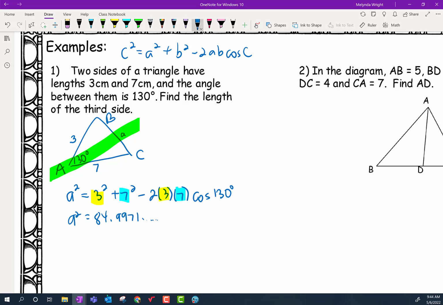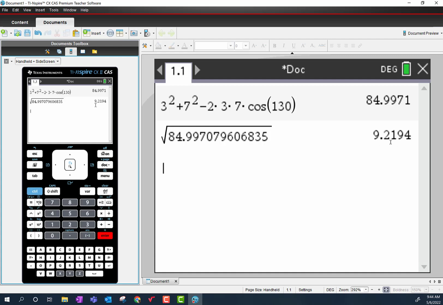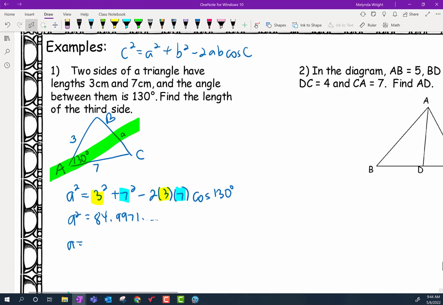So now we need to solve for a. We've got to go back and square root that number. So let's go back and I'm going to do the square root. So Control X squared, there's my square root. My cursor is here. I'm going to pull that number down and hit Enter. So the side length is actually 9.219. Okay, so let's put that in there and then I'll talk about the calculator for just another minute. So A is 9.219 and we're in centimeters.